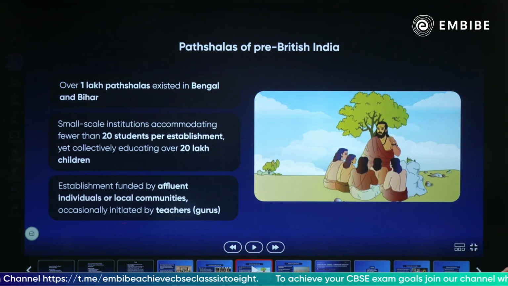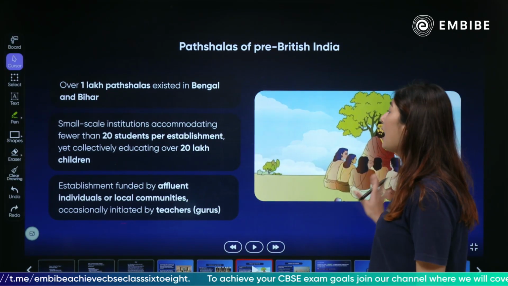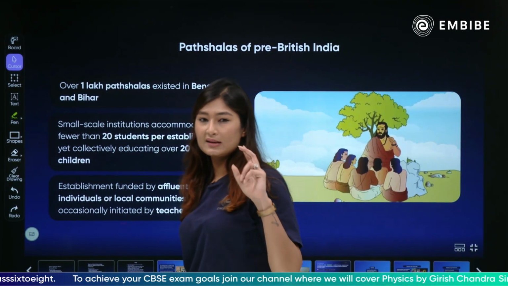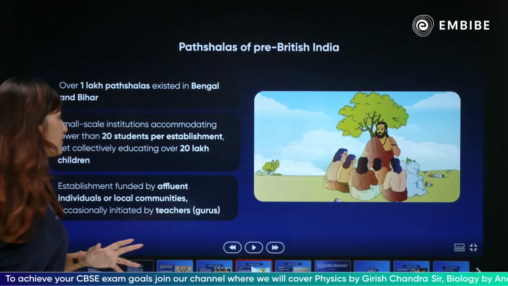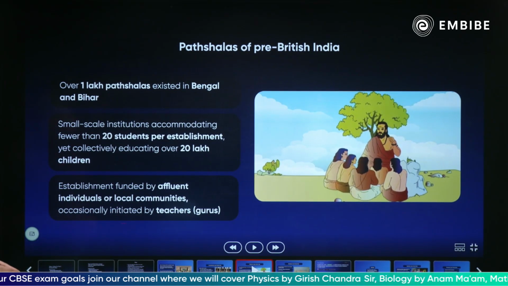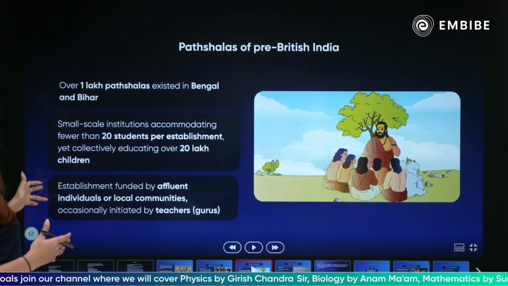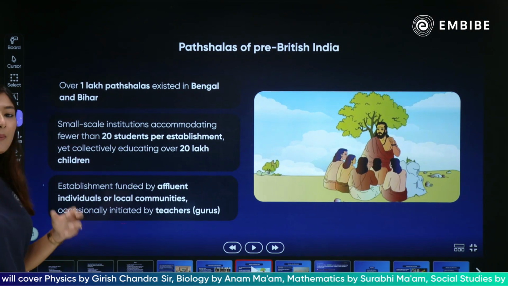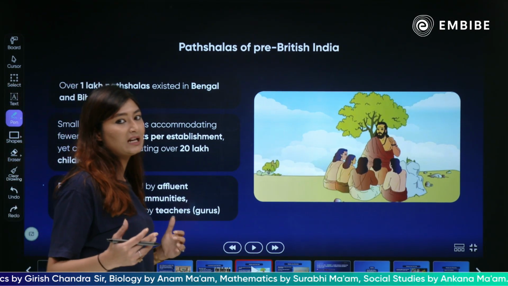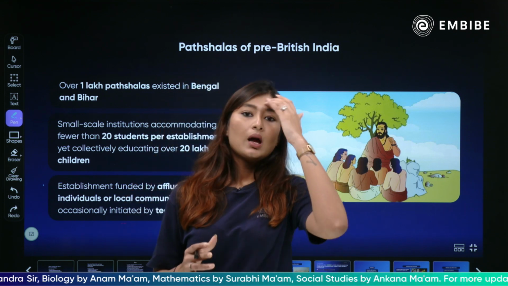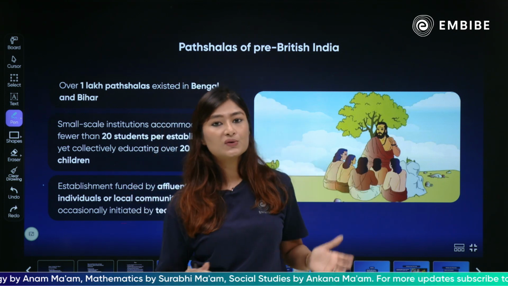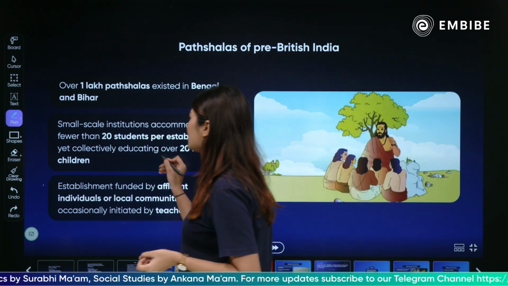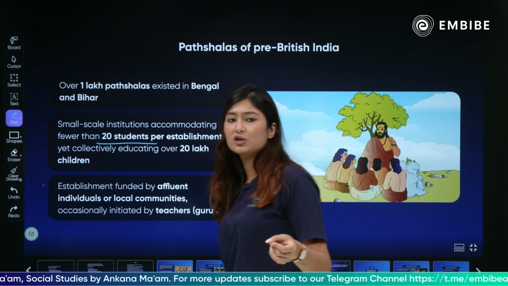Over 1 lakh pathshalas is what existed in Bengal and Bihar, which is a lot. Back at that time, for 1 lakh schools to exist just in these two states is no less, right? Small scale institutions accommodating fewer than 20 students. So, of course, now that kind of makes sense. If there were 1 lakh schools, the amount of students that each of them were catering was relatively low, right? Today we have hundreds and thousands of students going to one school. There were earlier 1 lakh schools, but around 20 students per school, per pathshala, per establishment were found.